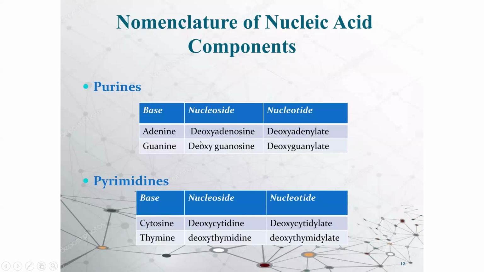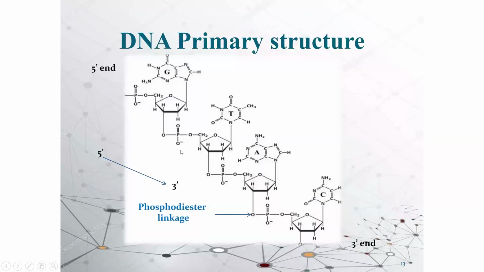Generally the purines end with the suffix sine, whereas the pyrimidines end with dine, cytidine and thymidine. The nucleotides are deoxycytidylate and deoxythymidylate. This is the nomenclature. Next is the primary structure of DNA. It runs from the 5 prime to the 3 prime end, where each nitrogen base is attached with the phosphate group by a phosphodiester linkage.